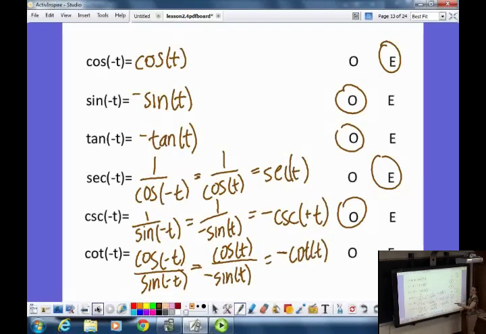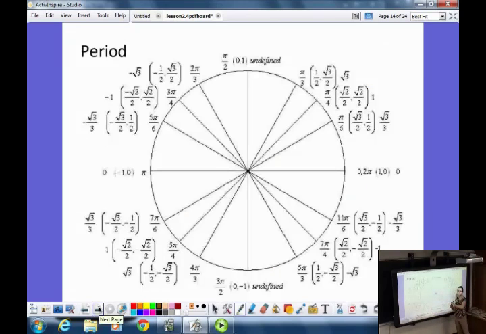So, hint, hint, it's probably the other one. Tangent is always odd. So everywhere there's a reciprocal, cosine was even and secant was even. Sine was odd and cosecant of t was odd. They're both odd. And if tangent of t is odd, then cotangent of t is odd. What questions do you have before we move on?